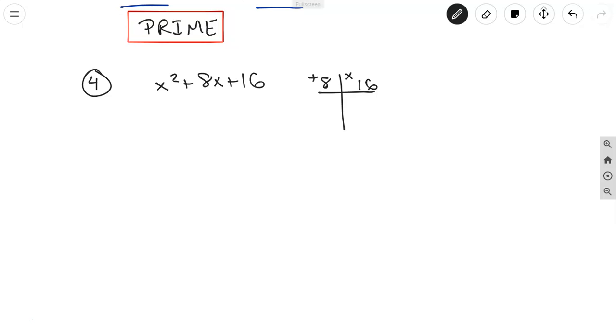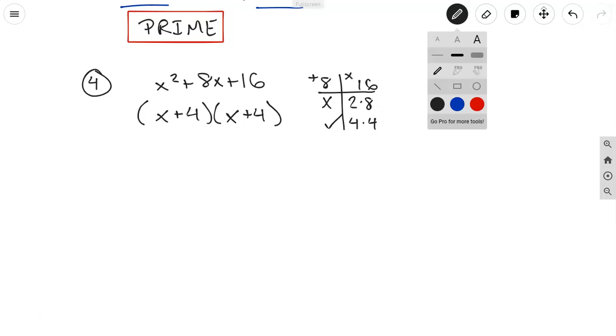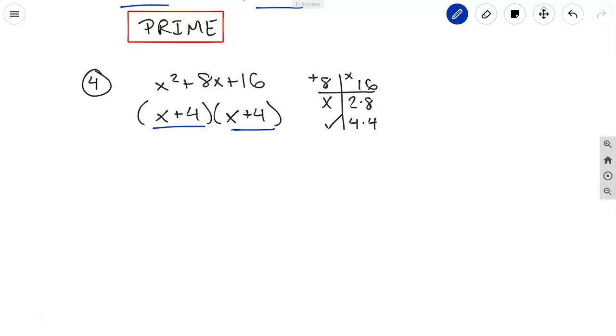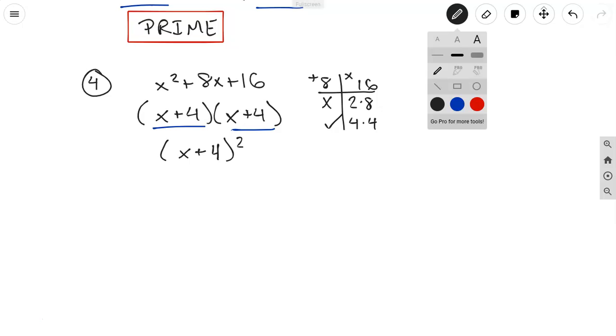Well, I know to get 16, I can do 2 times 8, but that doesn't give me 8. To get 16, I could do 4 times 4. 4 times 4 is 16 and adds to give me 8, so that's my answer. So I write x plus 4, x plus 4. If you notice here, I have x plus 4, x plus 4, they're both the same, so I'm going to rewrite it as x plus 4 squared.